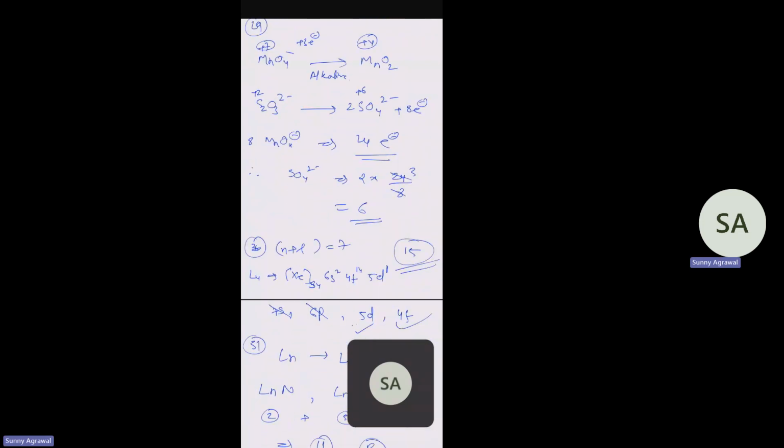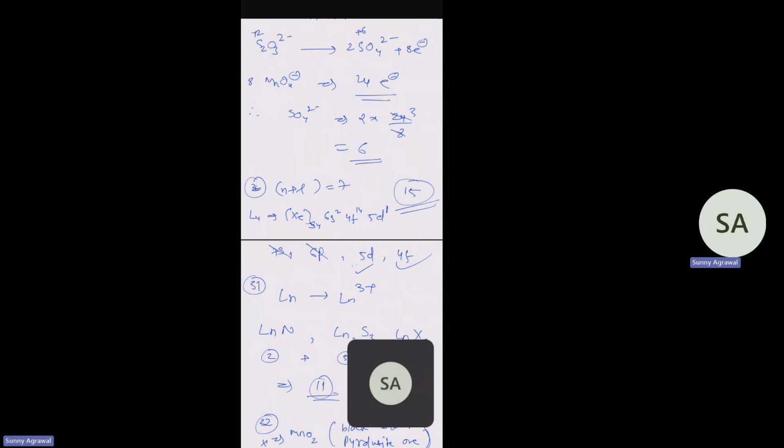Question number 30. How many electrons satisfy n plus l equals 7 for Lu?